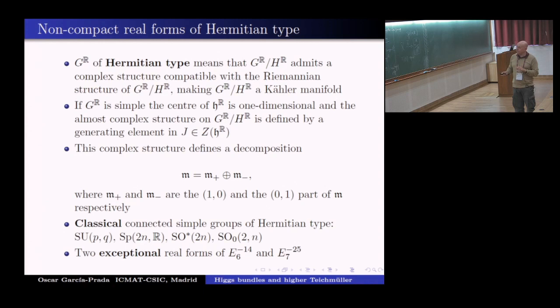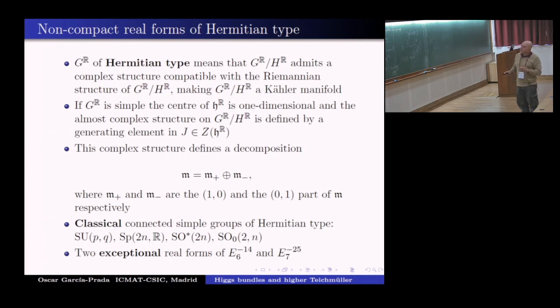And so this is the example of SU(p,q) that I was telling you at the beginning. And of course, SL(2,R), because SL(2,R) is SU(1,1), right? But here is a list of the classical connected groups of Hermitian type, with SU(p,q), then the real symplectic group. This is both, as I said, split and Hermitian, right?